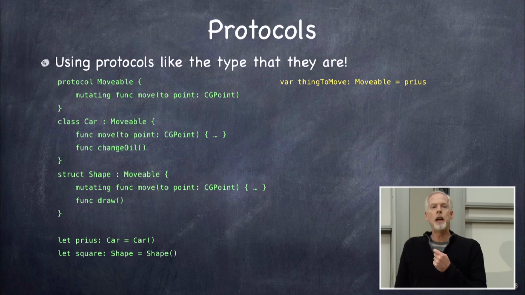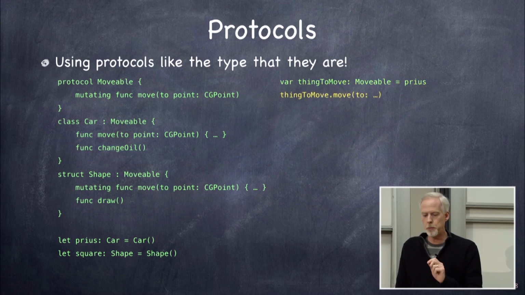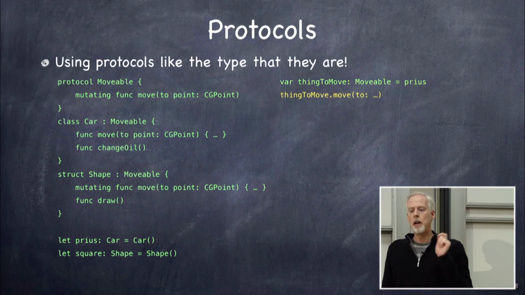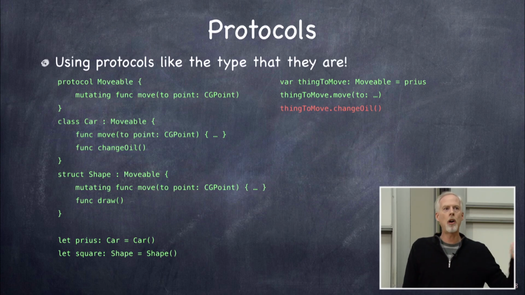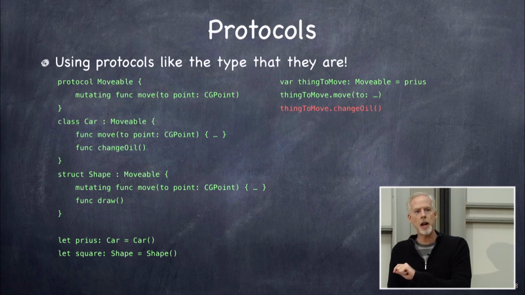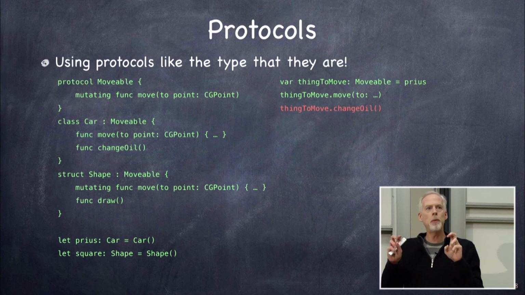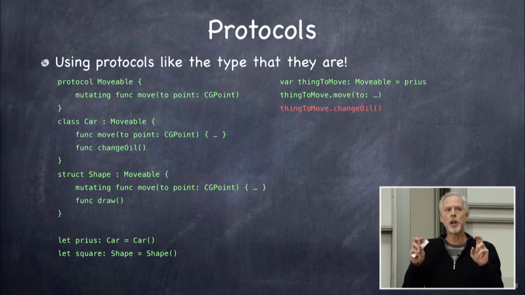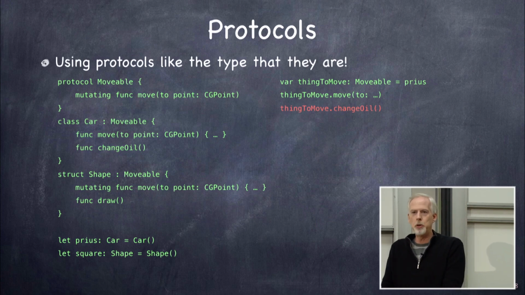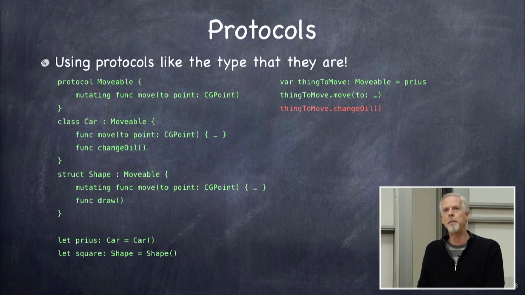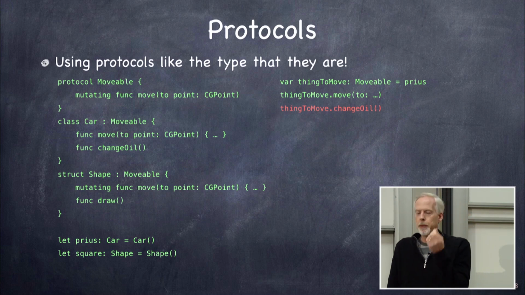But this has made a variable that is not of type Car, or something like that. It's of type Movable. So I can send messages like thingToMove.moveTo. That's perfectly legal, but I cannot say thingToMove.changeOil. Even though a Prius is a Car and a Car implements changeOil, do you see why I can't send that to thingToMove? Because thingToMove is a Movable. It's not a Car, it's a Movable. So even though the car that happens to be in that variable can do changeOil, I can't send it. Swift will not allow me to send that message because thingToMove in Swift's mind is just a Movable. The only thing Swift knows that it can do is moveTo.